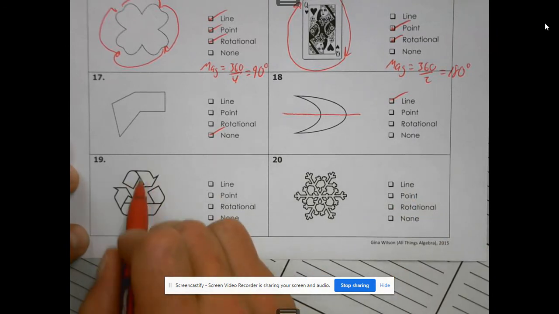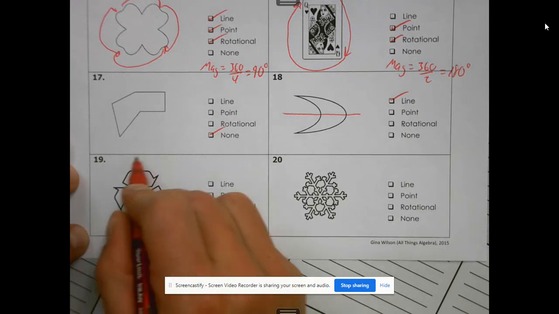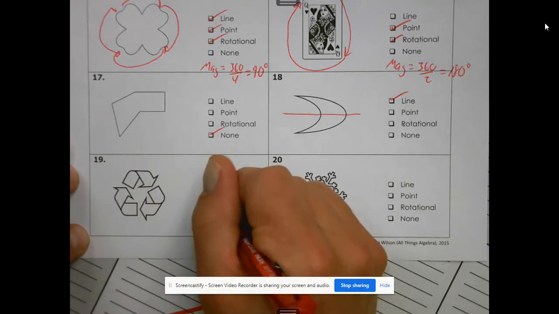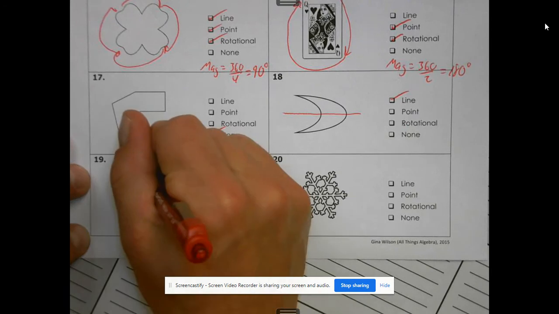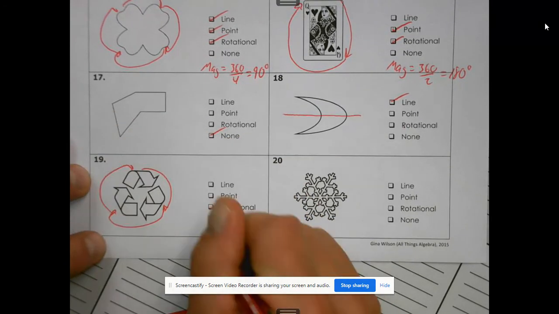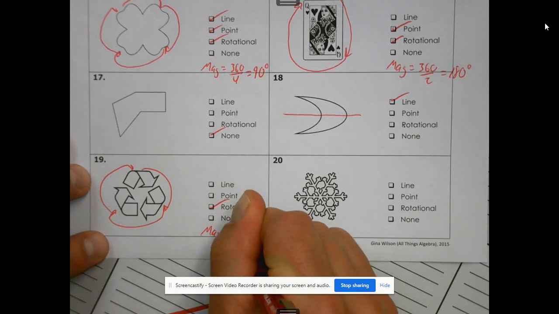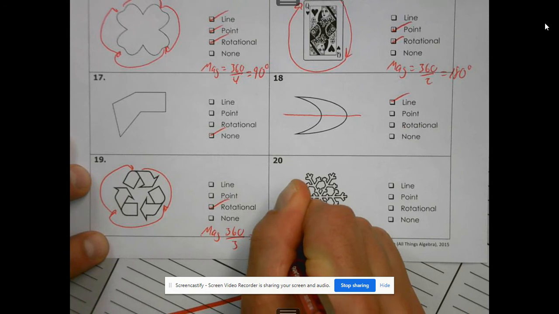19, line, nope. For point, if I rotate it 180, does it still look like this? No, but it does have rotational. I can rotate this thing 1, 2, 3 times. So magnitude, 360 divided by 3, 120.